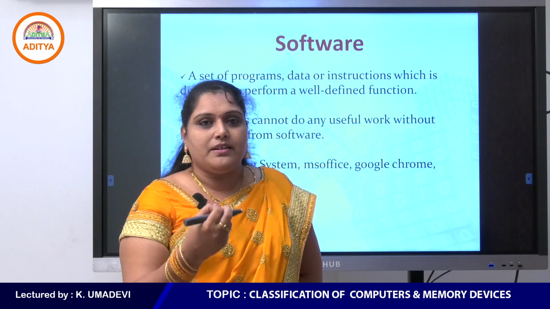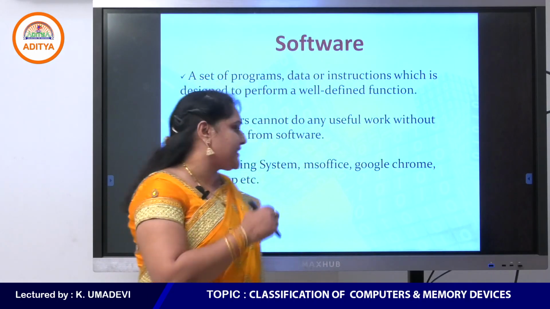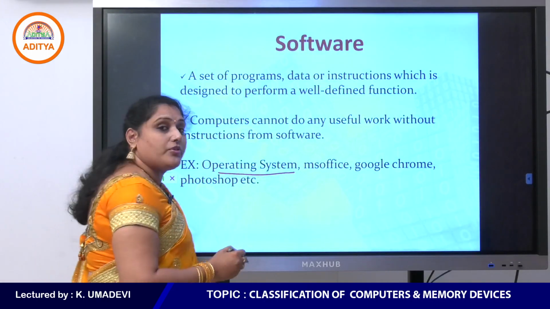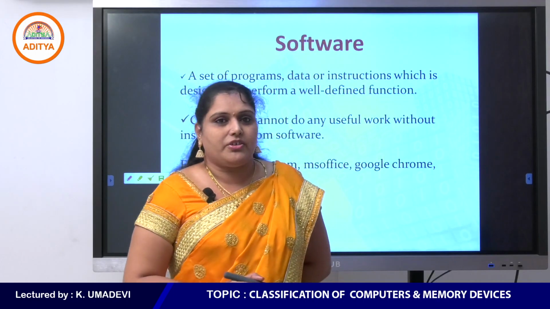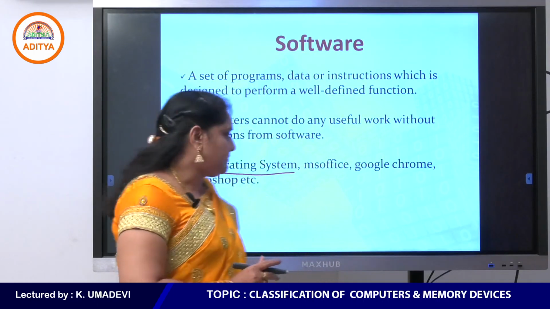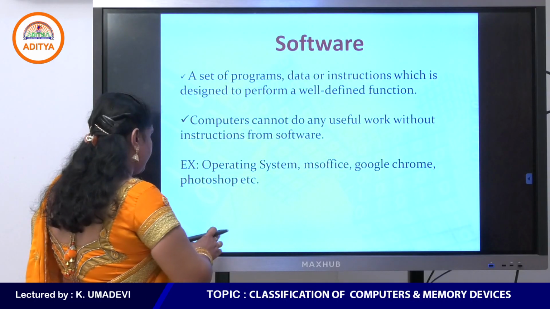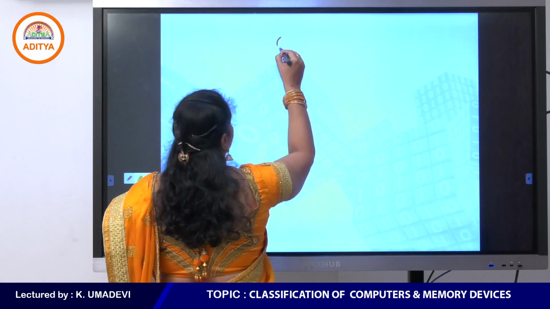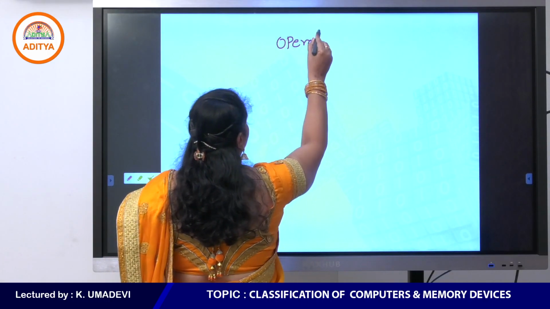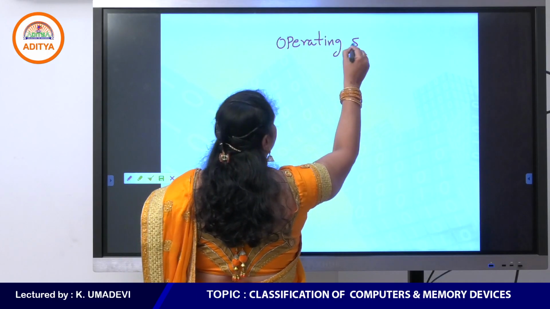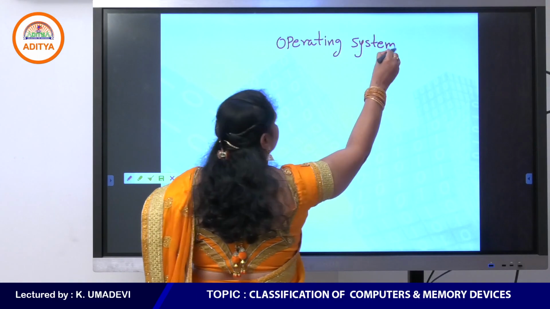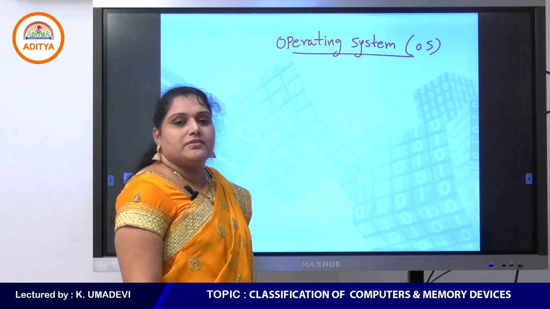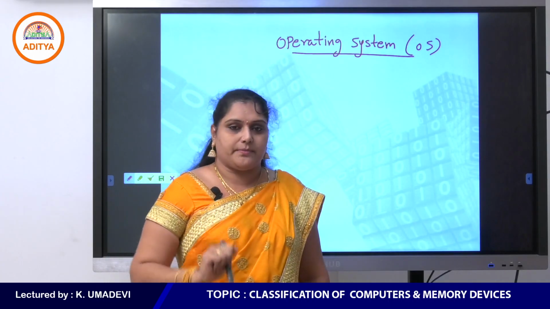That means we need any one of the softwares to perform any type of task in a system. Am I right? But when coming to operating system, so what is an operating system? Do you know about the operating system, students? The short form of operating system is OS. So OS is nothing but operating system.